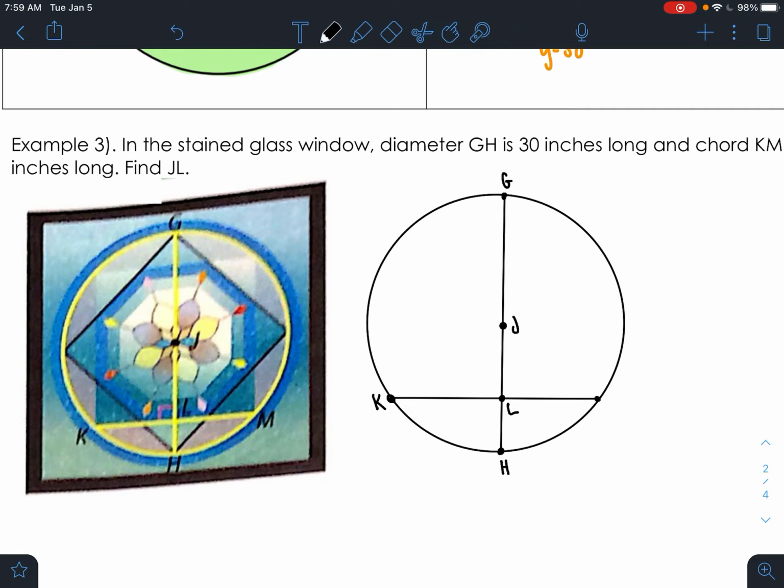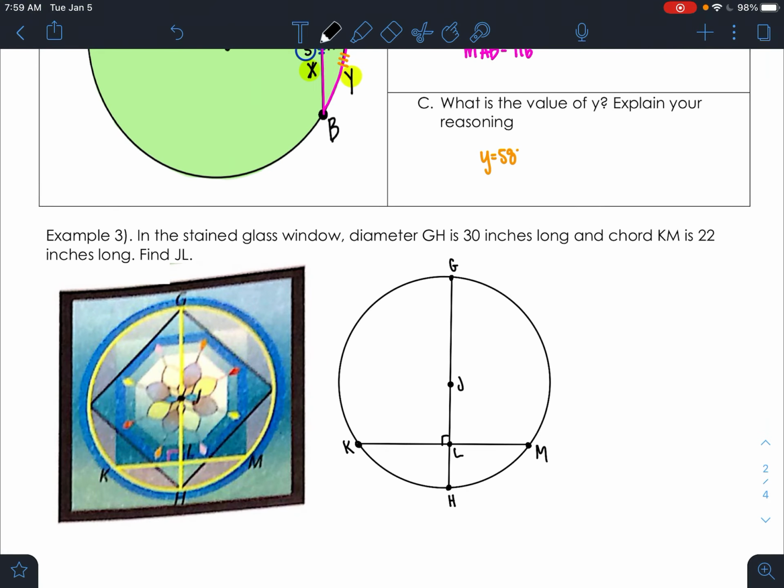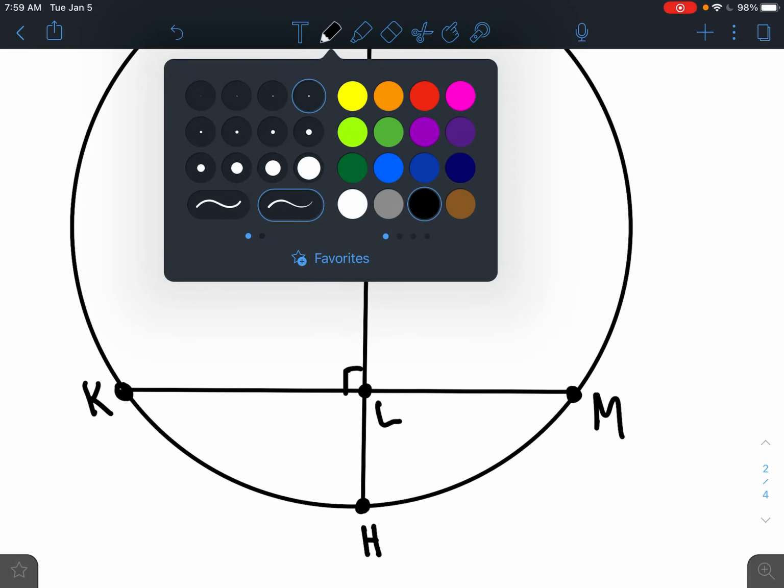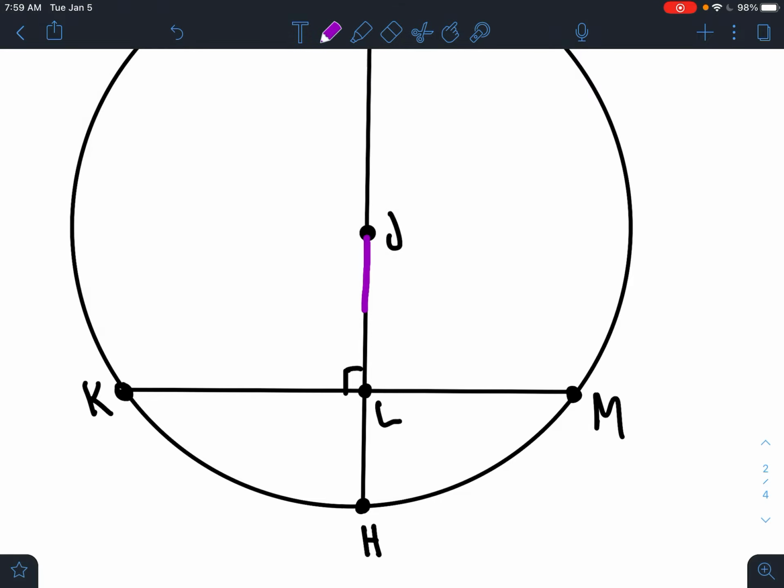The intersection point is L. And then this is M. And this is perpendicular. So that's our picture here, okay? So it says, in the stained glass window, diameter GH is 30 inches long, and chord KM is 11 inches long. We need to find JL. So this is what we're looking for right here.